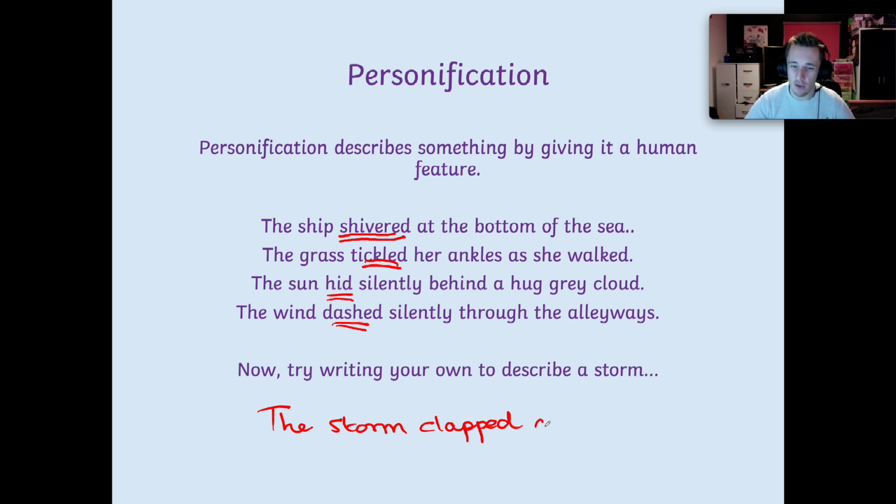The storm clapped overhead. It's not actually clapping, just to clarify here. Personification, I'm saying that it's clapping because clapping is a human feature.